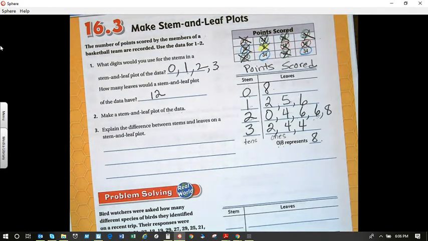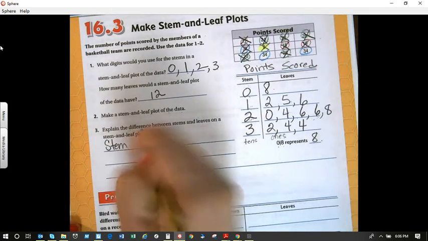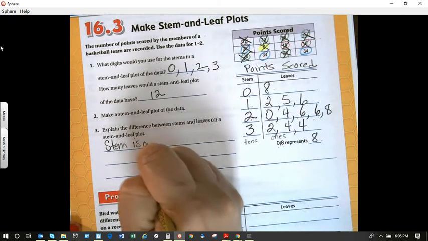Explain the difference between the stems and the leaves of the stem and leaf plot. Alright, so one of the things that I didn't cover today that I should have mentioned is that the stem is on the left side.